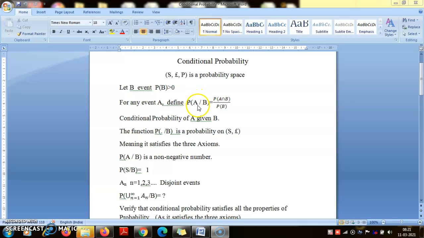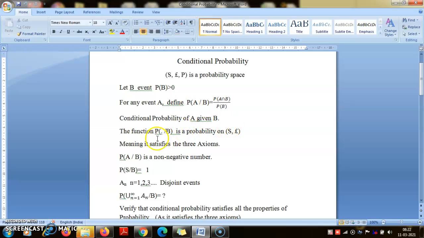So probability of A slash B is read as A given B. So this slash is read as given. A given B is defined as probability of A intersection B by probability of B. Therefore, probability of A intersection B can also be written as probability of B into probability of A given B, provided probability of B is not 0. That is also called chain rule. I will come to that later.